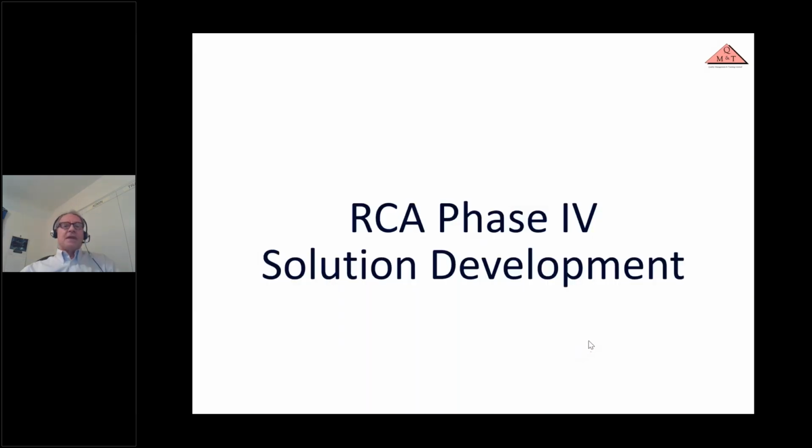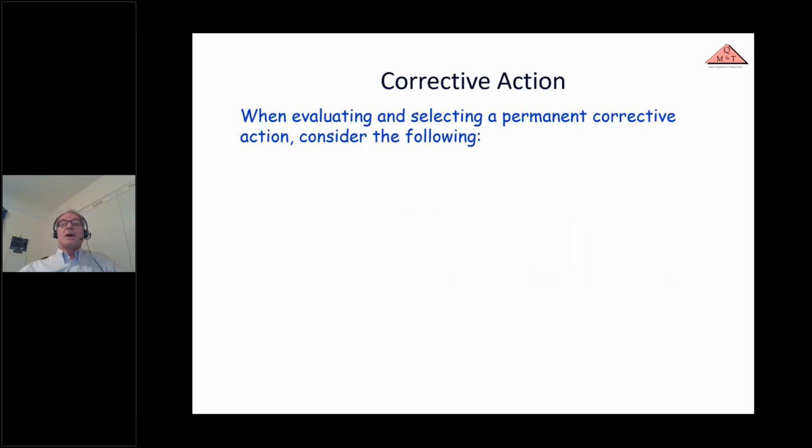This then takes us into phase 4, solution development. Having confirmed the root cause or causes, some sort of permanent action needs to be taken, or the problem is likely to recur again. When evaluating and selecting a permanent corrective action, the team should consider the following guidelines.